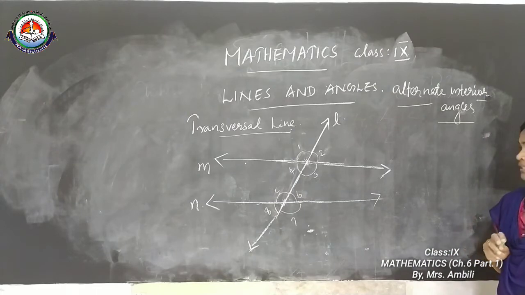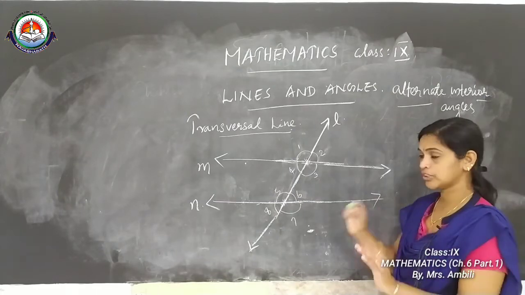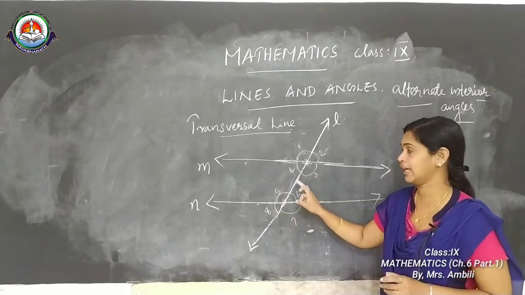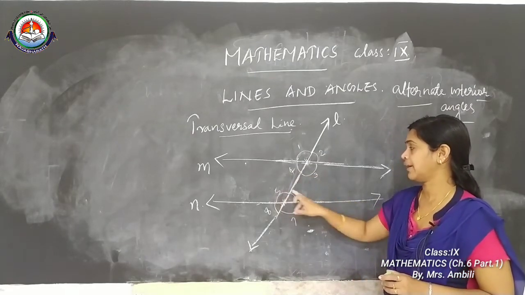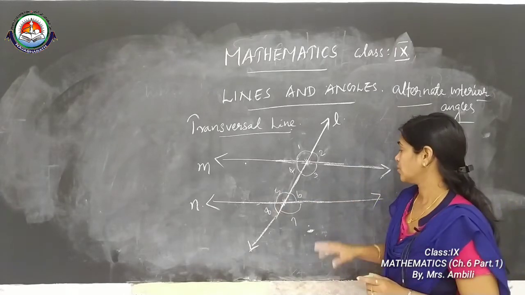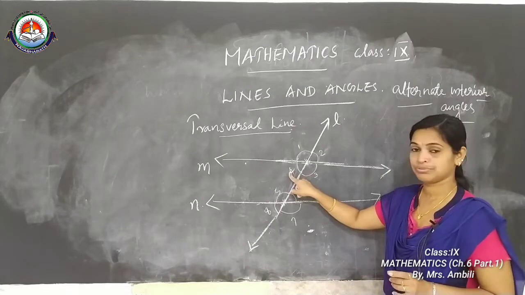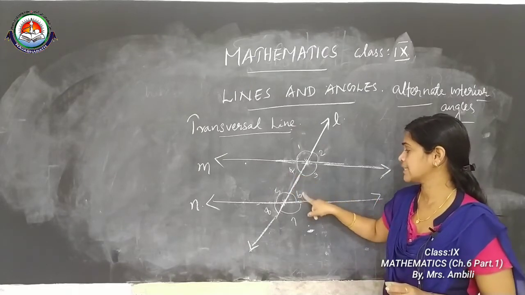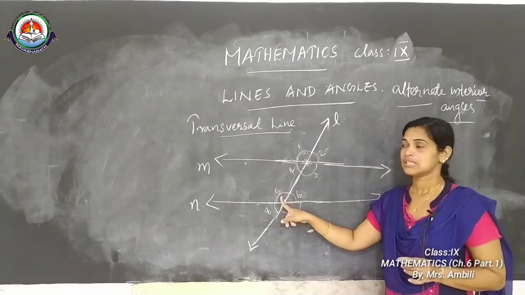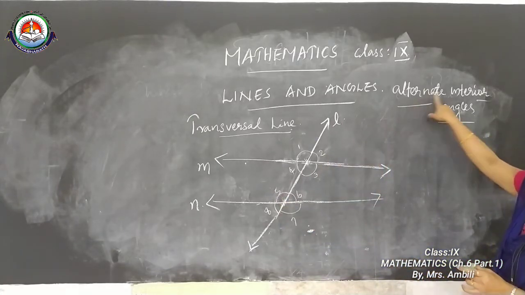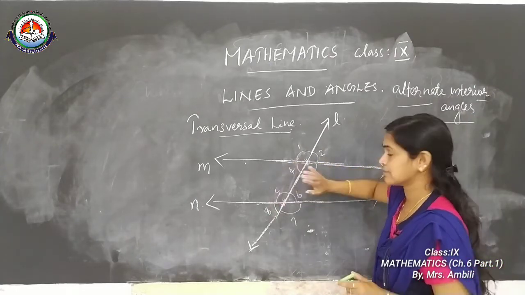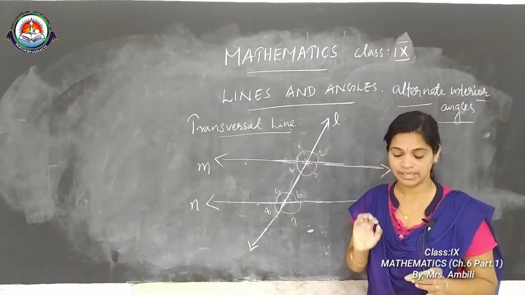Alternate interior angles. Here we know, what are the alternate angles? Angle 3, 4, 5 and 6. Angle 4, angle 3, angle 5, angle 6 are the alternate interior angles. So we know that angle 3, angle 4, angle 6 and angle 5 are the interior angles. Okay. So we need to find out alternate interior angles.